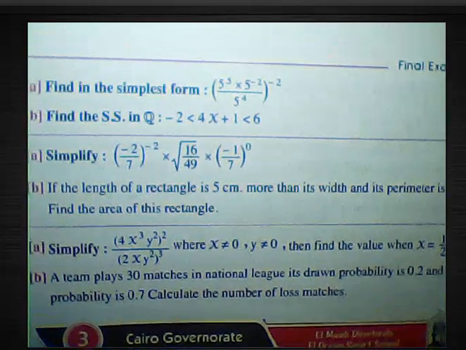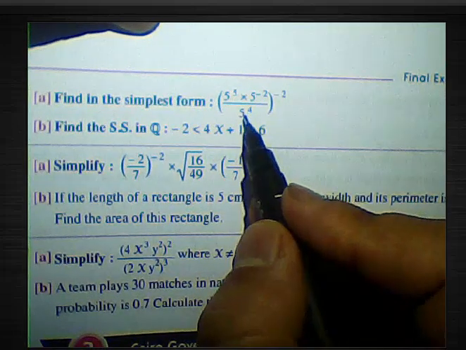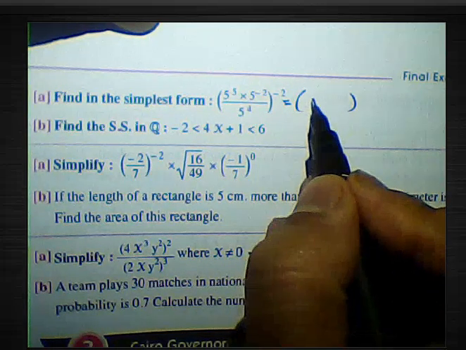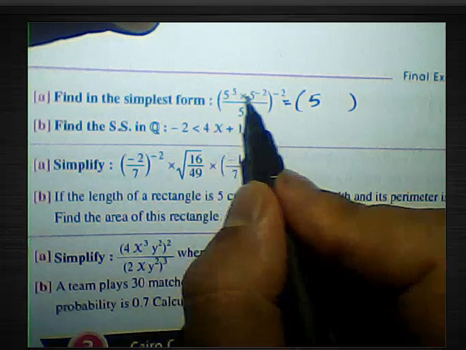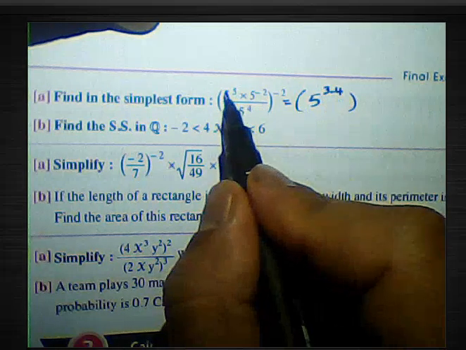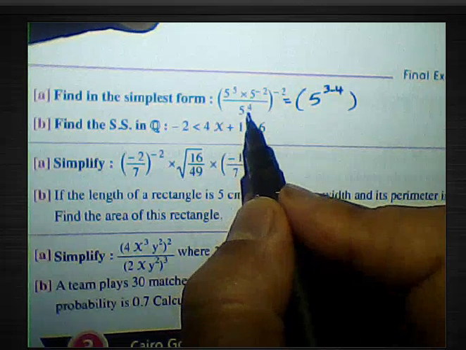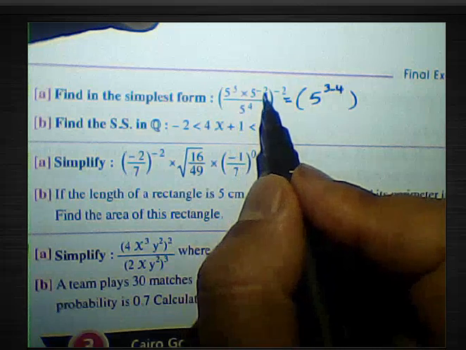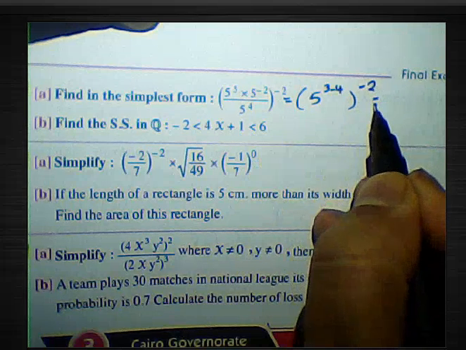Next page here, find the simplest form: (5 power 5 multiplied by 5 power -2 over 5 power 4) all to the power -2. First we can find the result inside the parentheses, the multiplication in the numerator here. We have the same base, 5 minus 2 equals 3, then subtract 4. We can add the two powers here and subtract the result from 4, because 5 minus 2 equals 3, 3 minus 4 equals -1, all to the power -2.